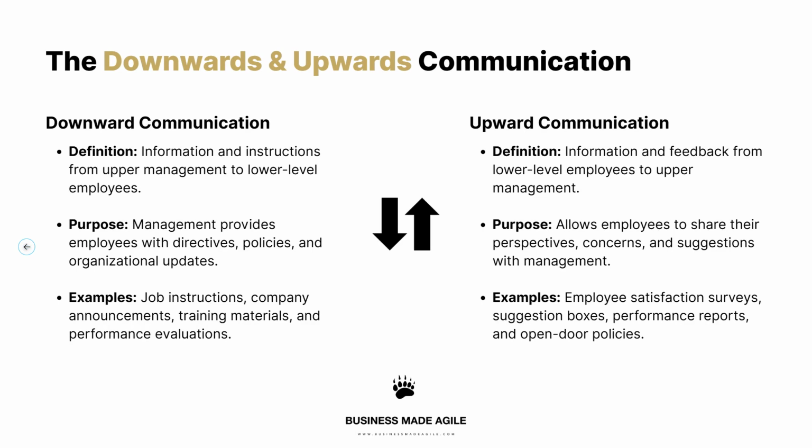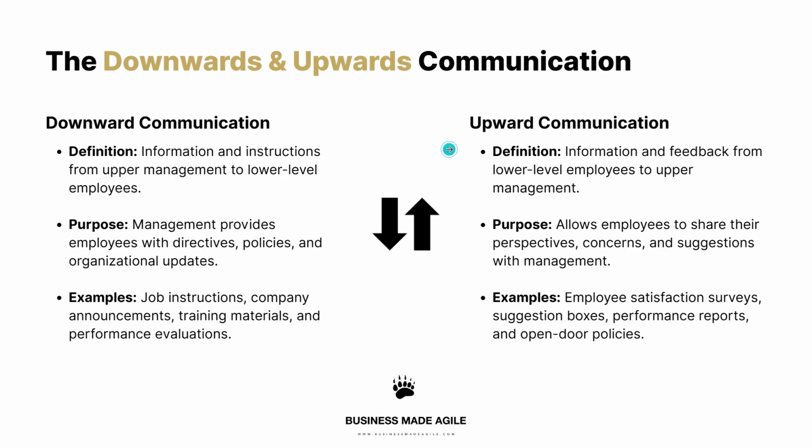Downward communication, by definition, is information and instructions from upper management to lower level employees. The purpose of downward communication is for management to provide employees with directives, policies, and organizational updates. A few examples are job instructions, company announcements, training materials, and performance evaluations.